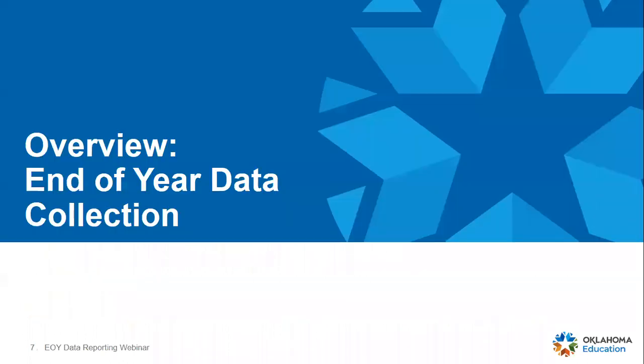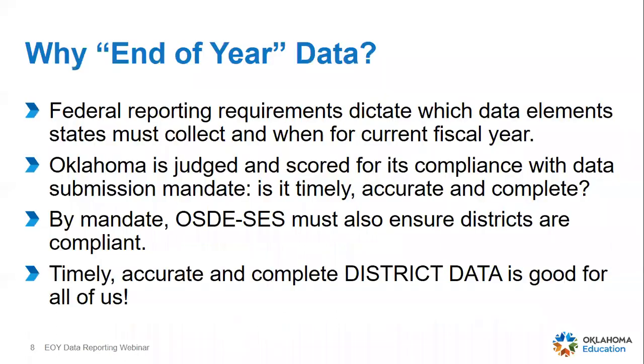Okay, so moving on to the overview of the end of year data collection. Why do we collect end of year data? Some states collect data in multiple data collections throughout the year. Here in Oklahoma, we have two. We have child counted settings, and then we have end of year. There are two outside of our control. There's graduation and assessment that also occur. But for special education data, we just have two, to make it easier for you guys and for us to just submit as much as possible at one time.